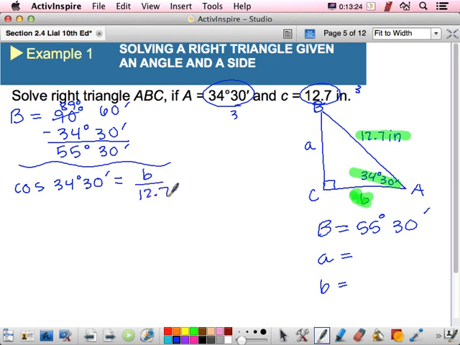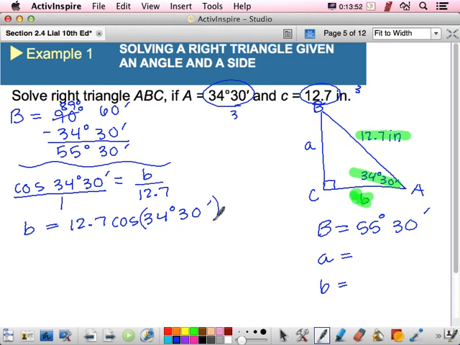And we have to solve that. The way you solve a SOHCAHTOA equation, unless you're looking for the angle, is you treat it like a proportion, you cross multiply, and you solve for the missing variable. So I'm going to put this over 1. I'm going to cross multiply, and that tells me that 1b equals what? Whatever 12.7 times cosine of 34°30' is.